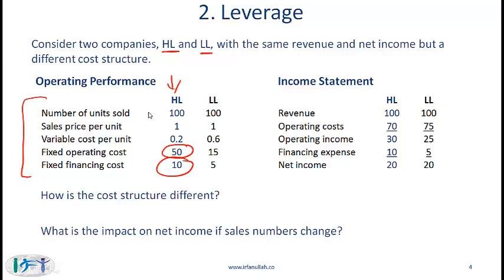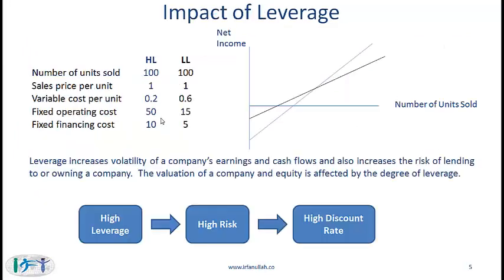What if the sales numbers are higher? If each company sold 120 units, then how will the income statement be impacted? Then what will happen if the sales number is only 80? So come up with the income statement under these scenarios. Here is roughly what you should come up with.